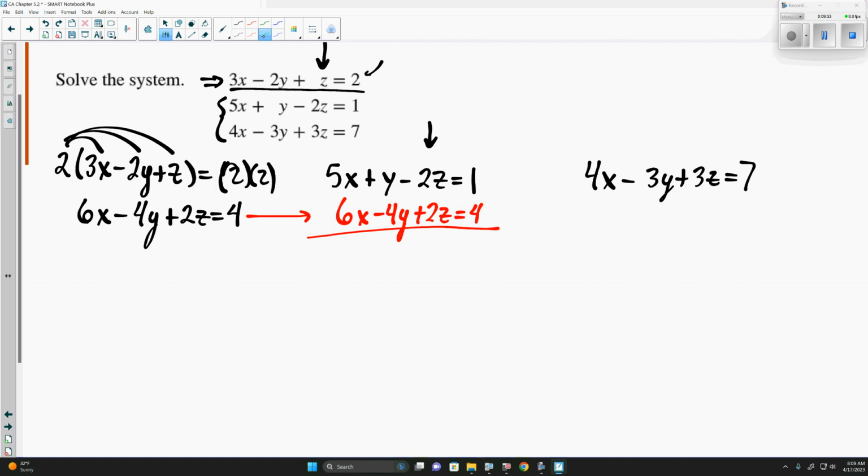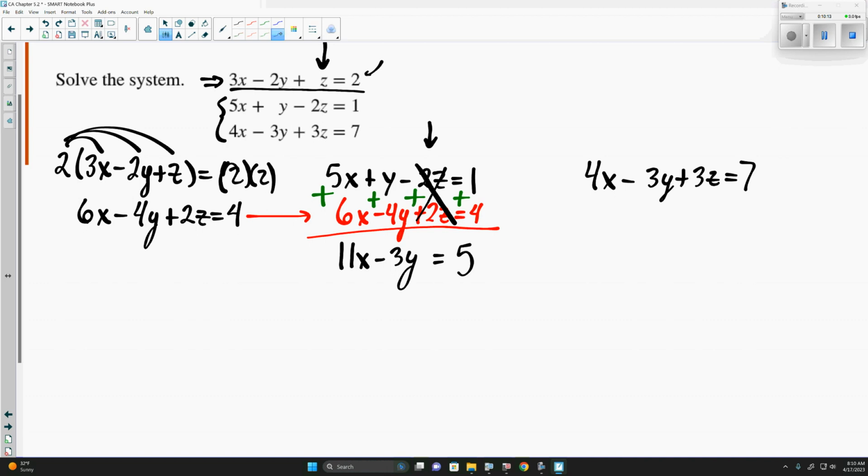Now we can go on and simplify this here. Since the signs are opposite, we will add. If the signs are the same, we subtract. So if we add this here, 5x plus 6x is 11x. Y plus -4y, or y minus 4y is -3y. -2 plus 2 is 0. It is equal to 5. So far we've taken two of the equations, added them together, and now have one equation with two variables. We've gotten rid of z.